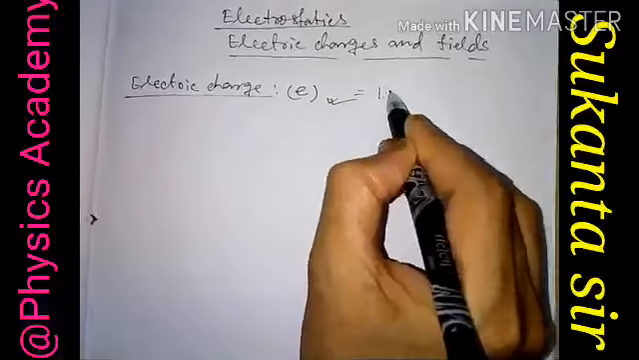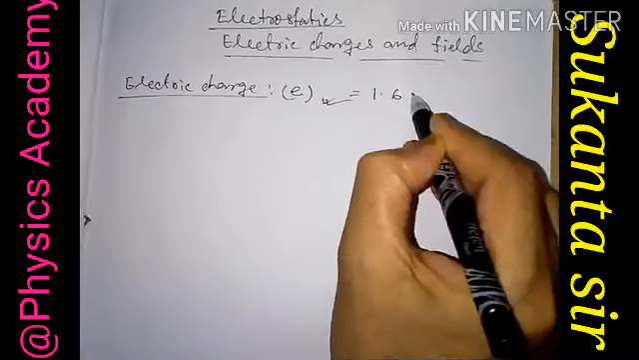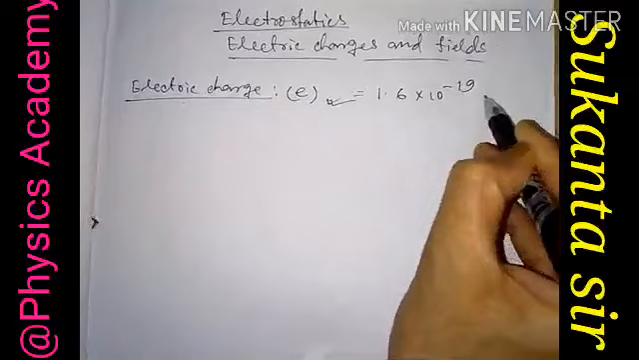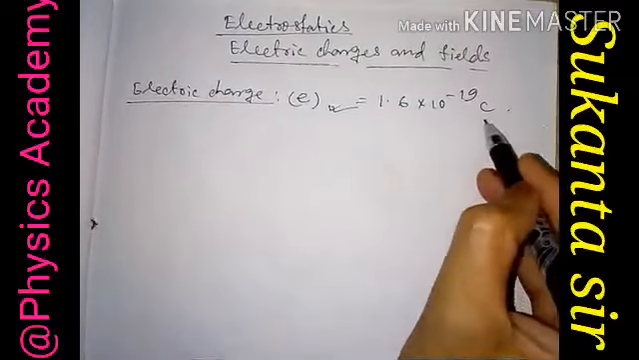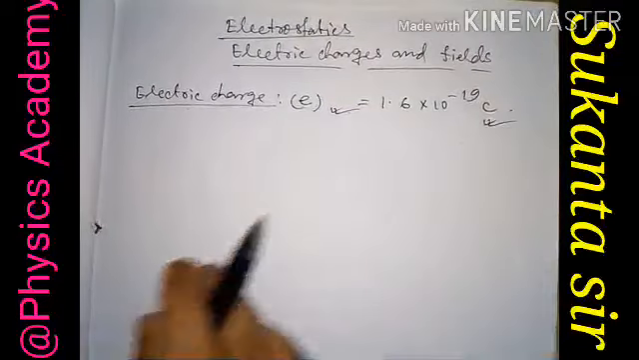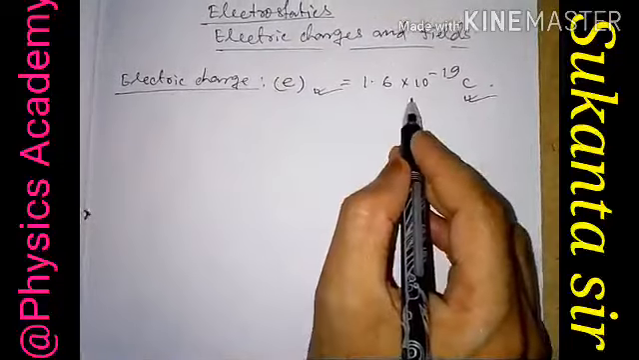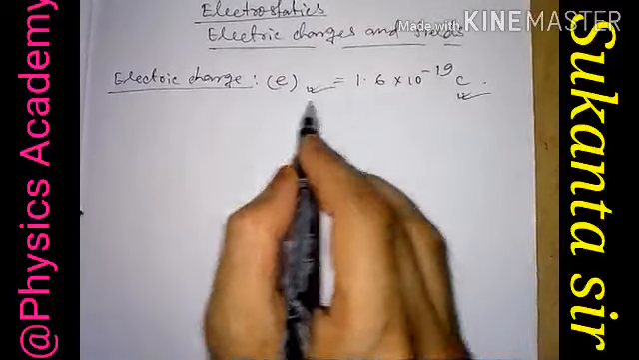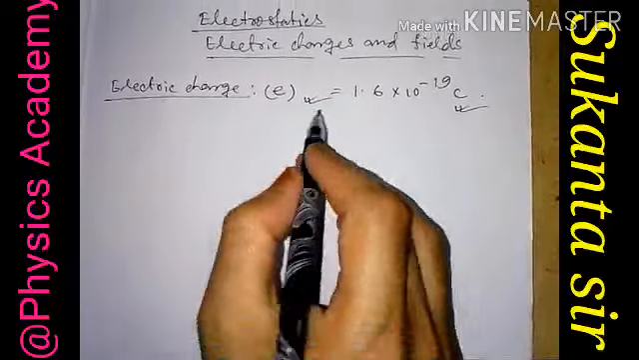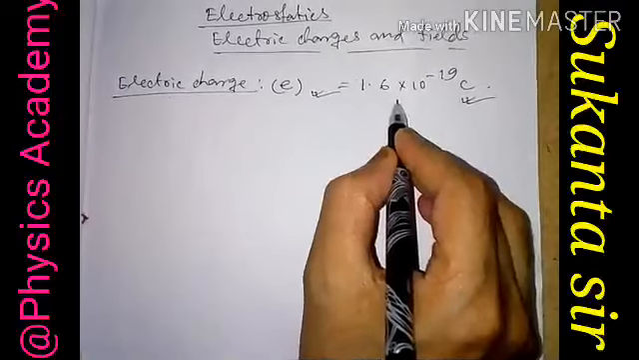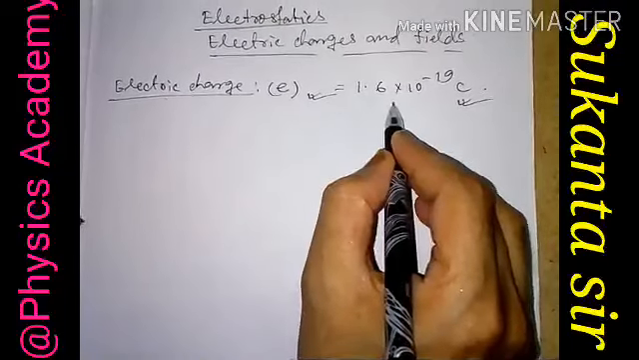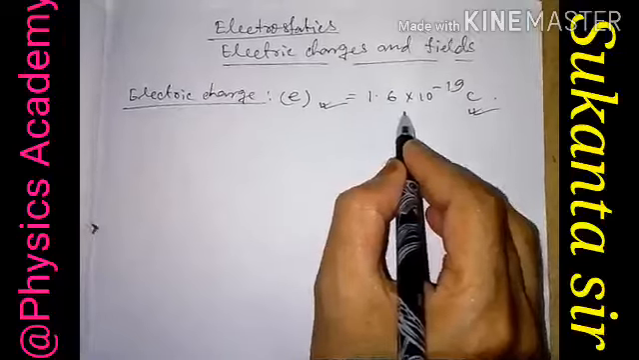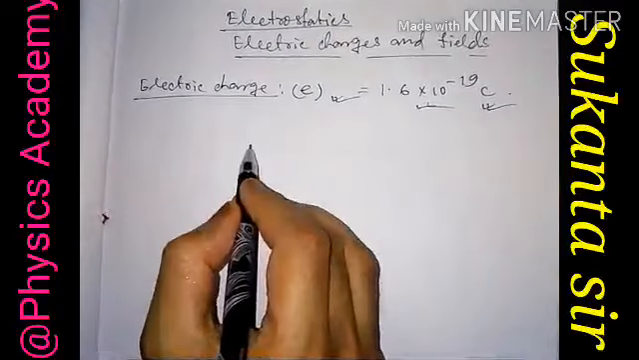The minimum amount of electric charge is 1.6 into 10 to the power minus 19 Coulomb. Coulomb is the SI unit of electric charge. When an object acquires some charges, then it can either attract or repel another object. It is the property of the electric charge.